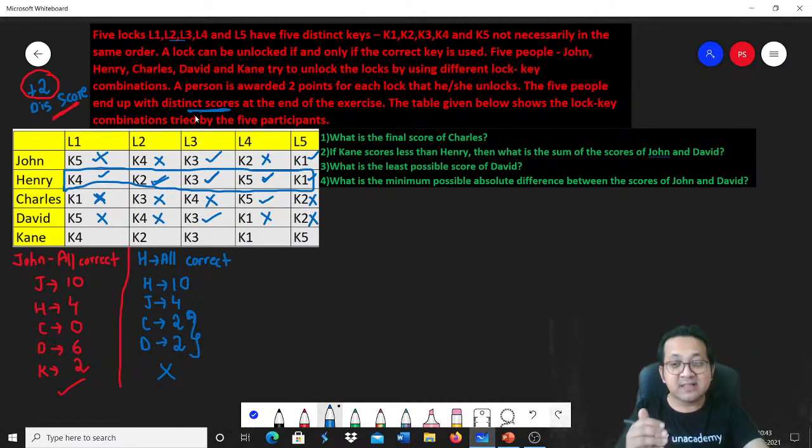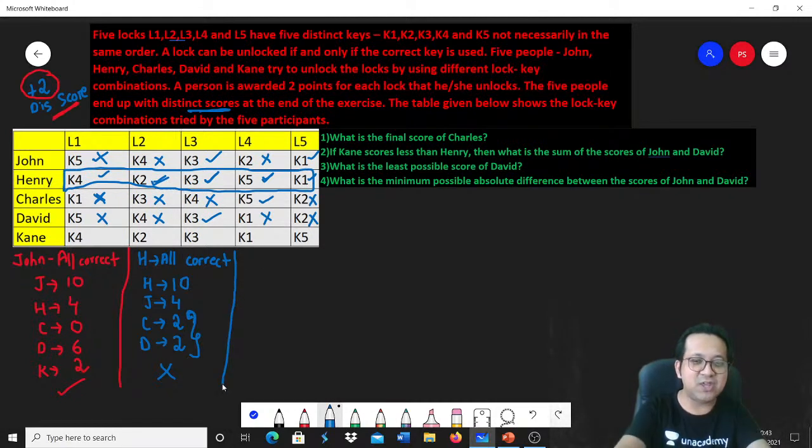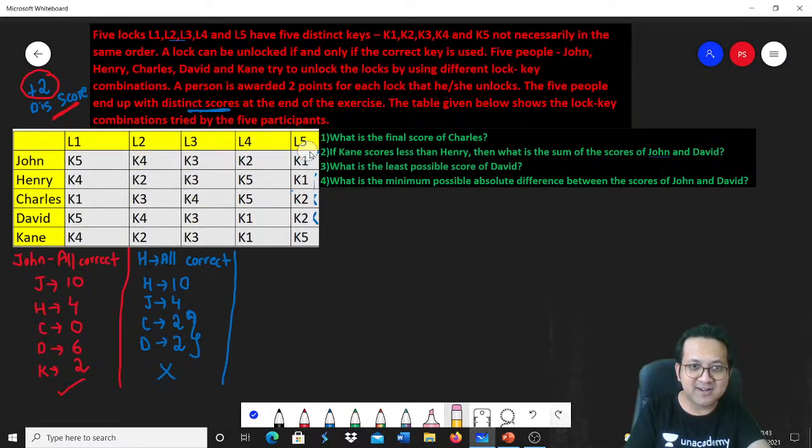So can I say this assumption that H got all correct is incorrect? This assumption that H got all correct is incorrect. So this scenario is impossible. The scenario that H is getting all correct is impossible. Fine? So I hope you understand this. Let's go to the next scenario. What is the next scenario?